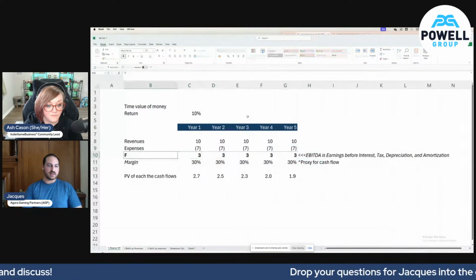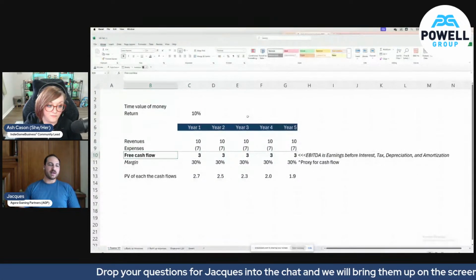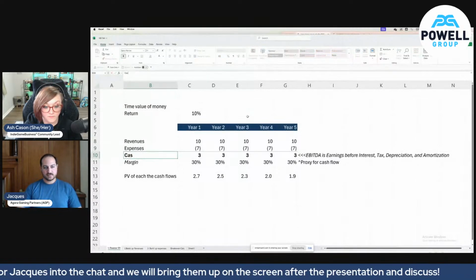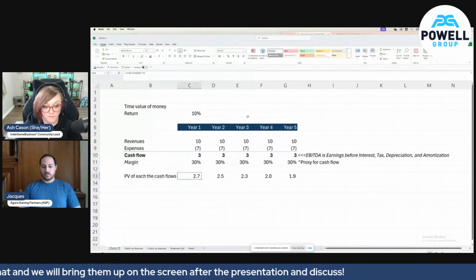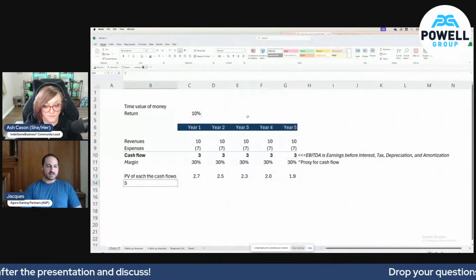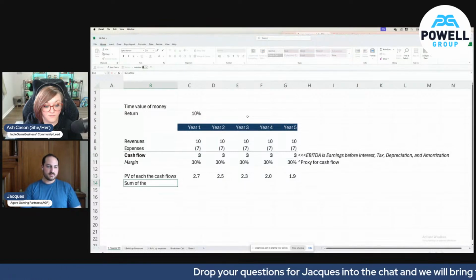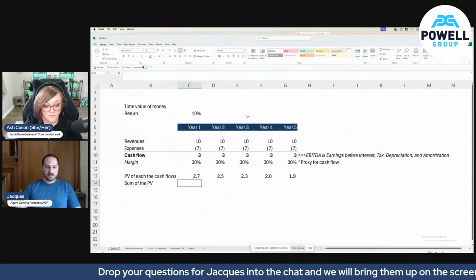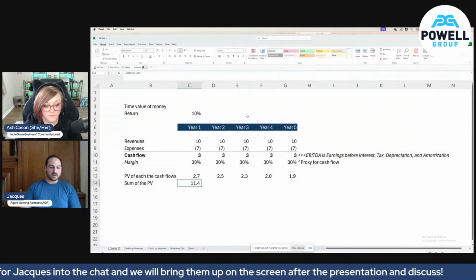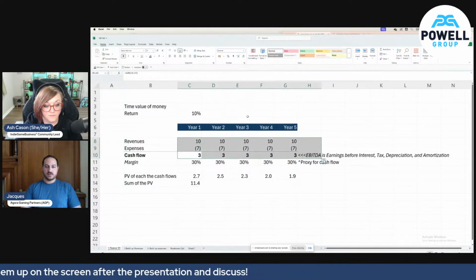And so really this would be free cash flow, because there's a whole bunch of other stuff we won't get into, but it doesn't matter. Okay, let's just call this cash flow. So present value of each of these cash flows is this much. And the sum of the present value is 11 million.